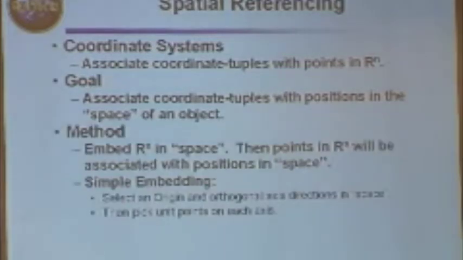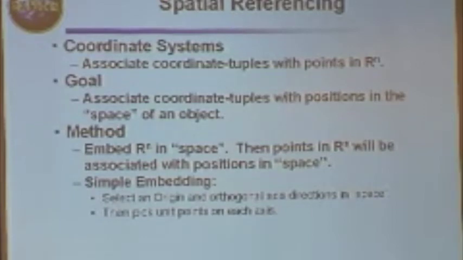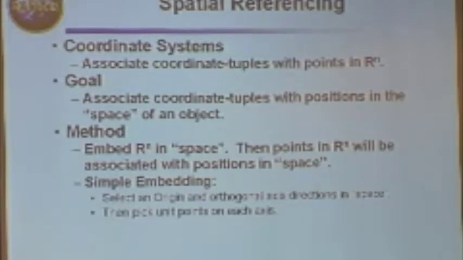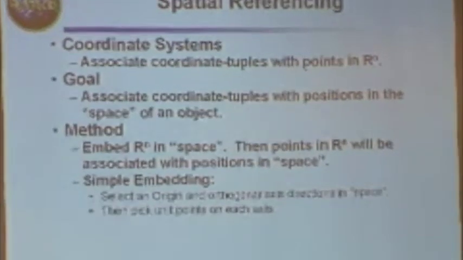Well, one way to get there is to embed Rn into the space we're interested in. Then points in Rn will be associated with positions in space. So one simple way of doing an embedding is to pick an origin, some particular point in this room, for example, and then pick perpendicular directions and unit vectors in each one, and we can set up a coordinate system that essentially embeds R3 into this room, and then we can pick a coordinate system which will give us, say, 3-tuples of numbers that will uniquely identify every point in space in this room.